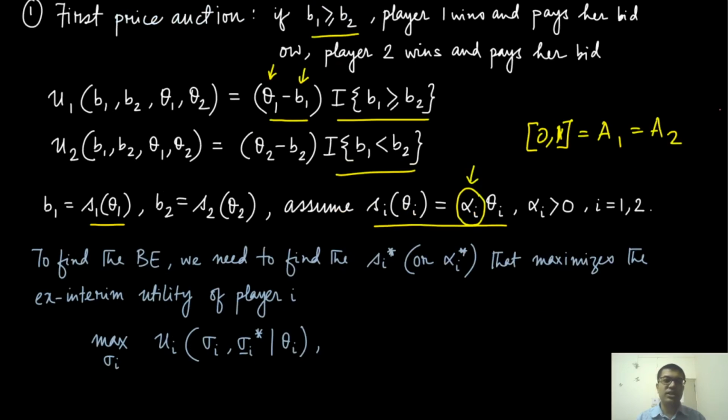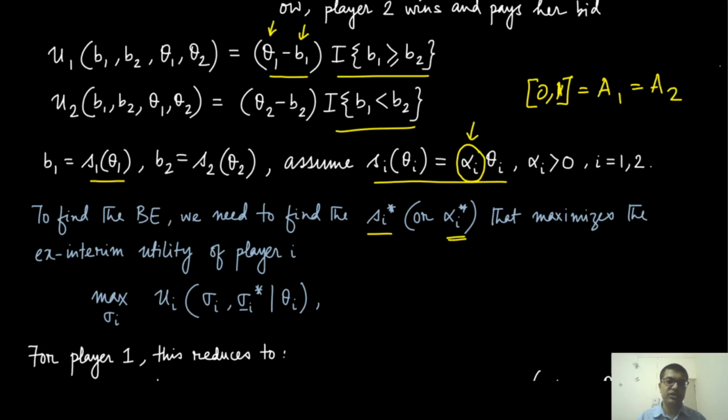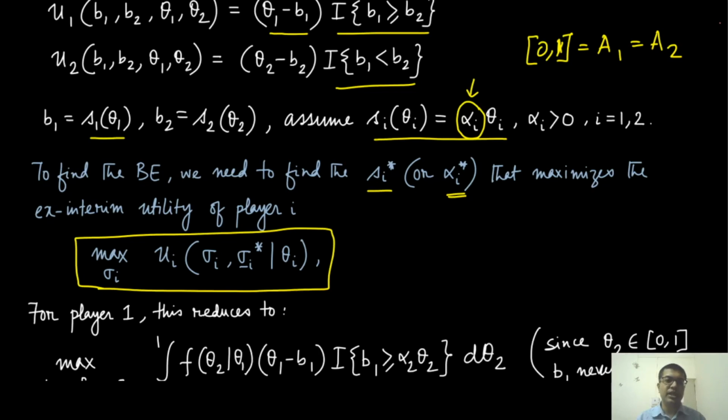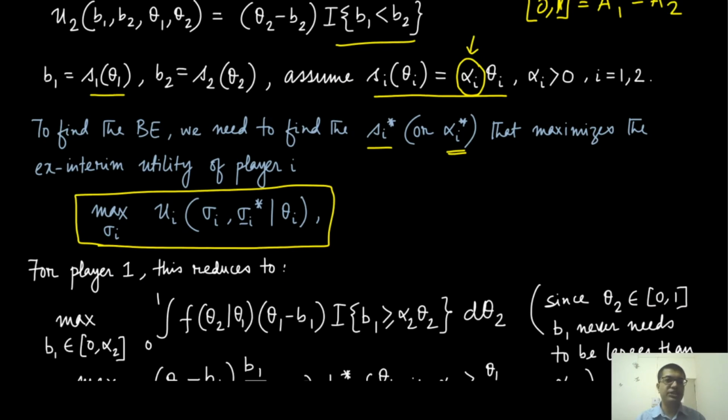Now let us find out what is the Bayesian equilibrium. So in this context, we need to find the s_i star, or equivalently what we are trying to find is alpha_i star, that maximizes the interim utility for player i. So this is the problem that each of these players is trying to solve. Now you can write this down. This is very simple. The interim utility can be written down explicitly, and let us read it in the following way.